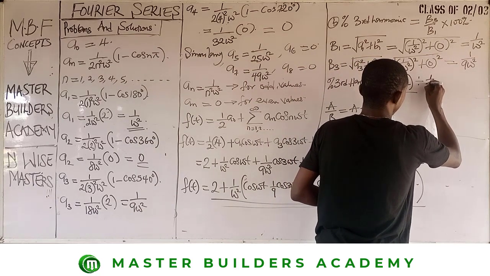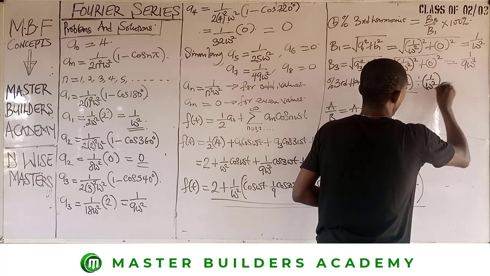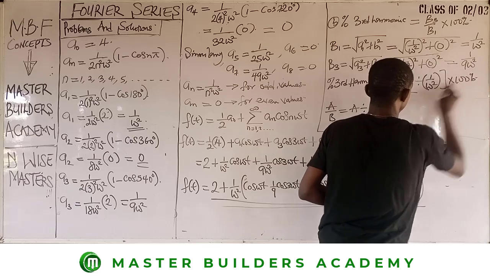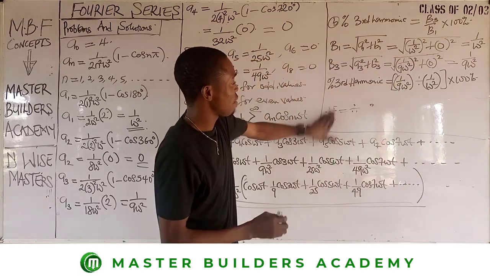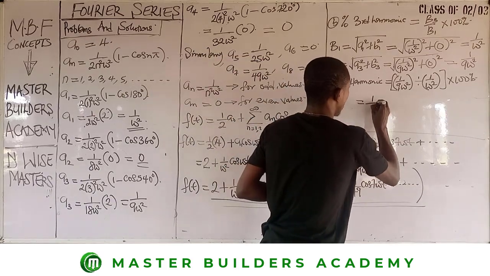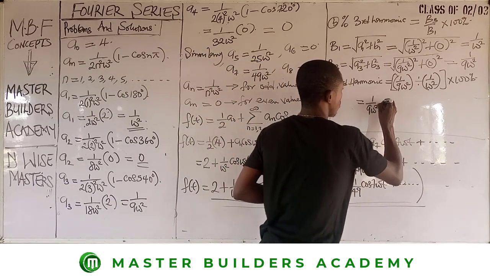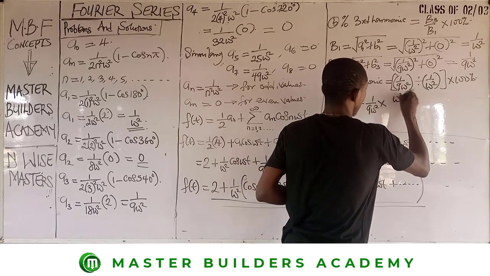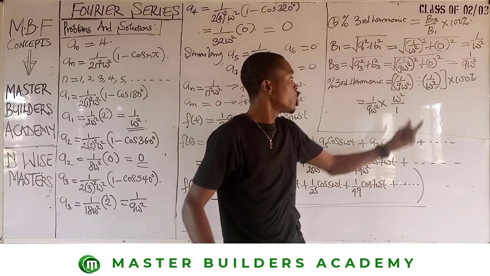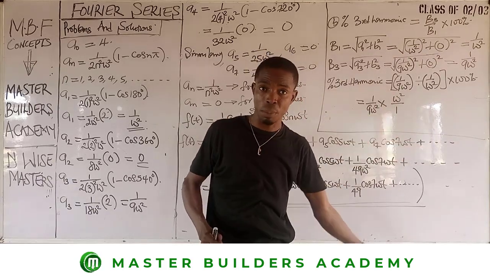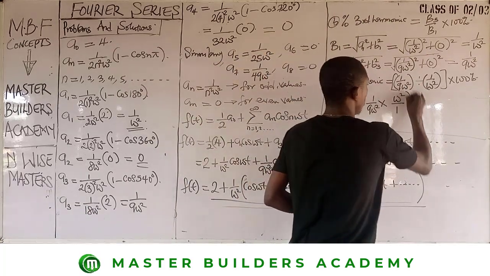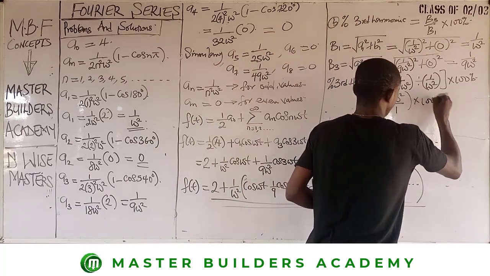1 over W squared. Then all multiplied by 100 degrees. Alright, so this is what we have. All we just need to do now is to have this as 1 over 9 omega squared multiplied by W squared over 1. Remember, we use the law of inversion. When you change division to multiplication, you invert the fraction. Numerator becomes denominator, and denominator becomes numerator. Are you there? Then all multiplied by 100 degrees.